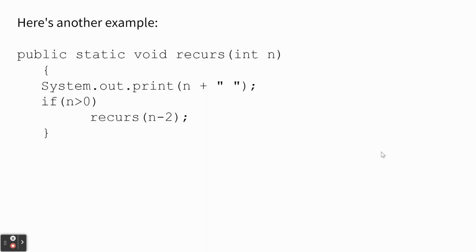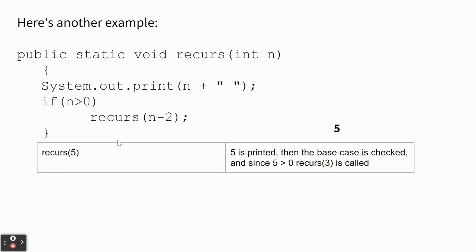Here's another example. Check this one out. Let's see if we can figure out what it's going to do. Send over a number. It prints out that number plus a space. And then it says, hey, if n is still greater than 0, then we're going to call ourselves again, but with a number that's 2 less. So if we call it with 5, 5 gets printed.